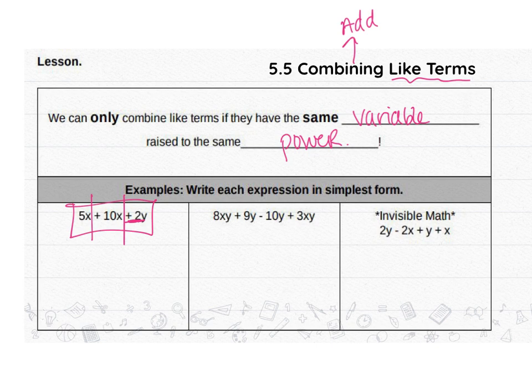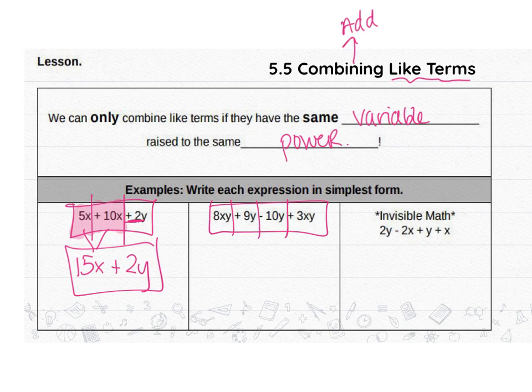So from here, I determine which terms are like, and to do that, you have to look at the variables. So 5x and 10x are considered like terms because they both have x. The word combine means to add, so we add those together. 5x plus 10x is 15x. The 2y we can't do anything with because there's no other y, so we just write plus 2y, and that is a simplified expression.